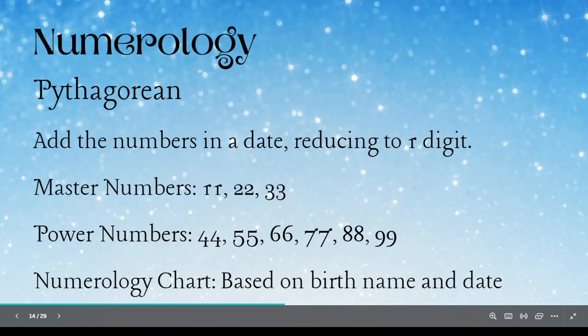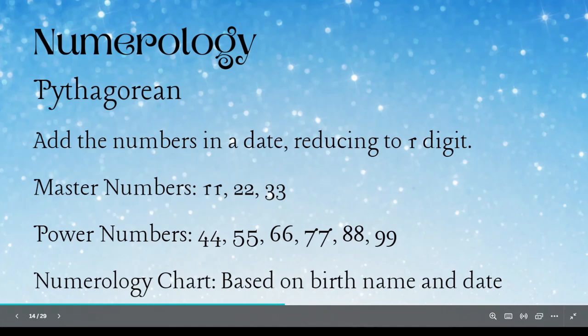So there are 2 types of numerology. One is the Pythagorean. That's what I've been using. If you're watching, you see the screen where I've broken down the date. You add up all the numbers. It's called reducing. So you reduce the date to one number.